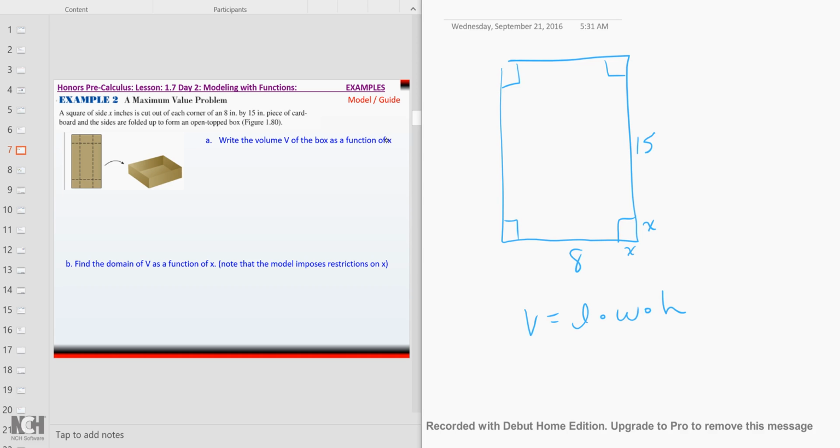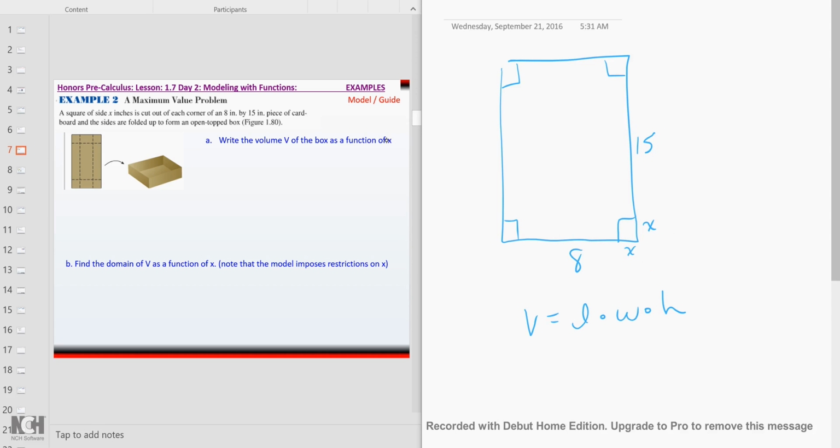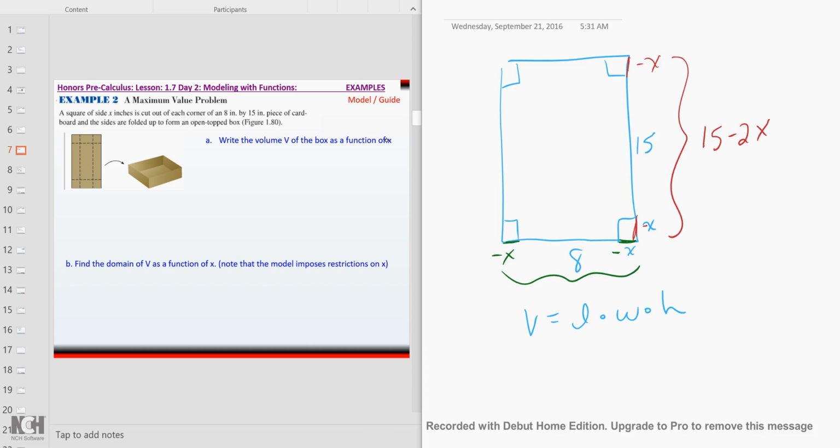But I have to name these in x. This isn't 15 anymore, because I'm going to take away x here, and I'm going to take away x here, which means this side is no longer 15, but it's 15 take away 2x, an x at the top and an x at the bottom. Okay, that's going to be my new length. My width was 8, but again, I'm going to take off x on this side, and I'm going to take off x on this side. So the whole width now is going to be 8 minus 2x.